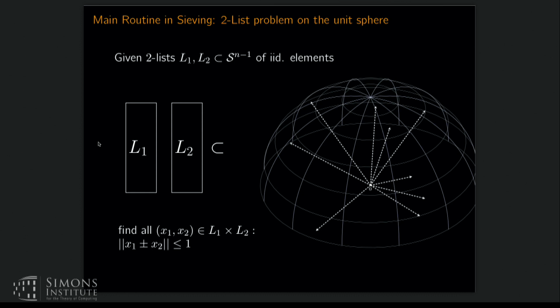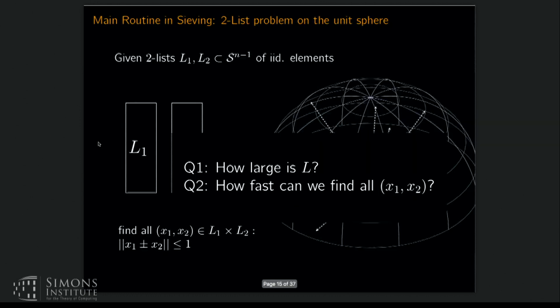So then there are two questions that arise if we want to analyze this algorithm. The first is, how large should we sample the vectors originally? How many vectors do we need? And the second is, of course, what is the time to solve this two-list problem?